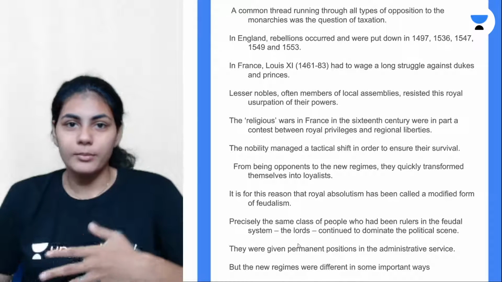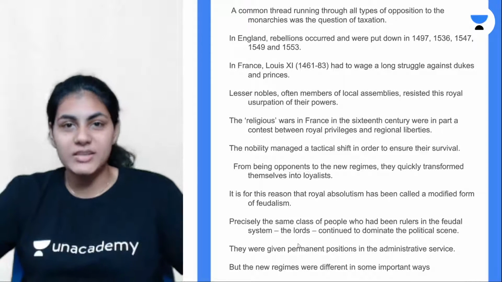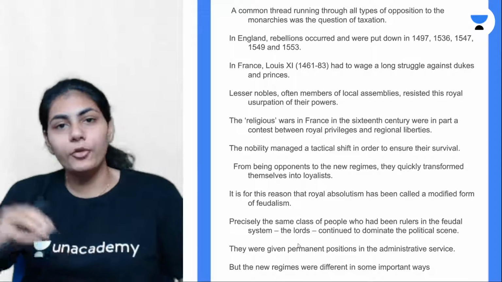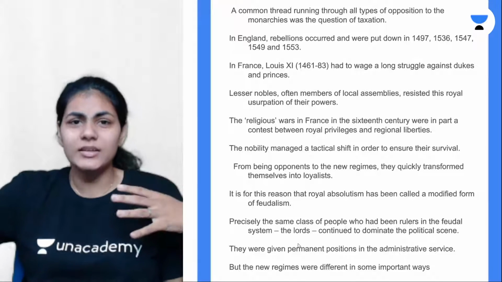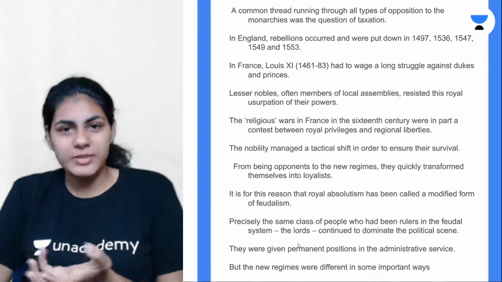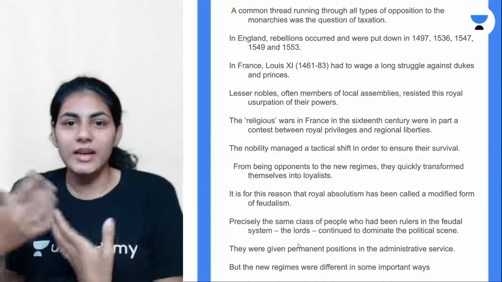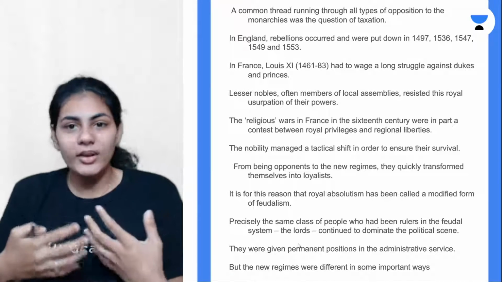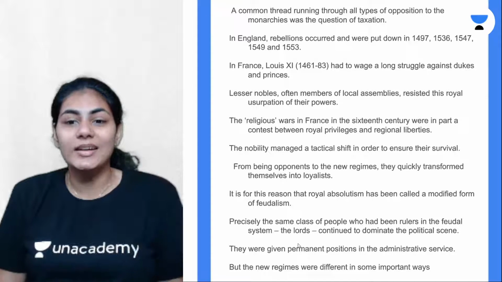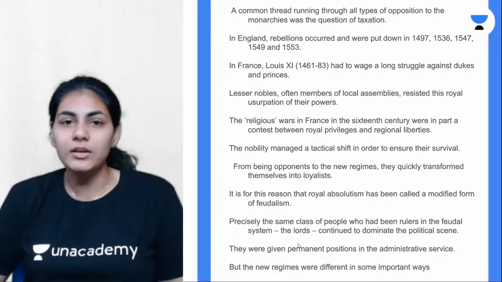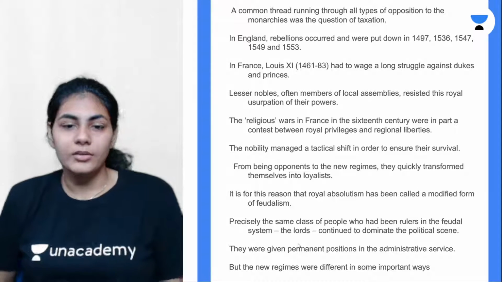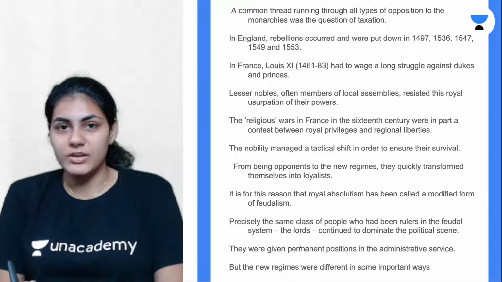The power is there, but the way that they are manifesting it is different. Before they used to do it with the land and the tenantship, exploiting the labor, collecting the revenue and all that stuff. Now they are doing it from their position as great administrative servants in the kingdom. So the positions are different, but the power is the same.